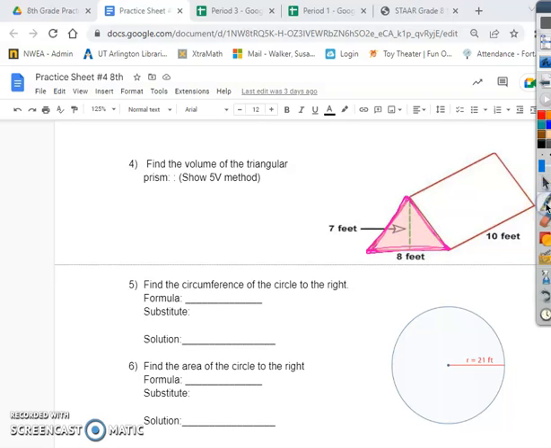So this is the 5V method. V equals big B H. Big B means area of the base. Sorry that those are connected. Big B means area of the base. So what's the shape of the base? Well, we shaded it. We can tell that that is a triangle. So big B represents the area of this triangle. And then I still need the H. That H is the prism height, which would be 10. Okay. Now I need the formula for area of a triangle.